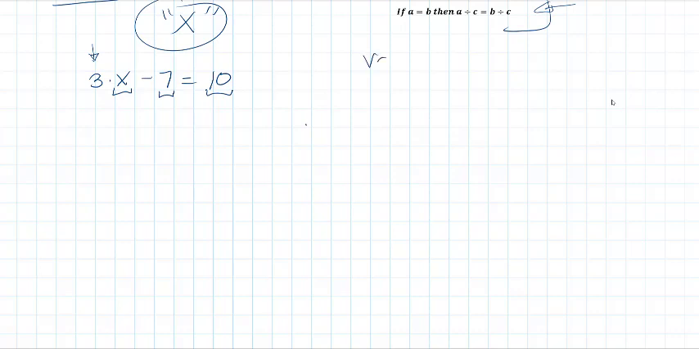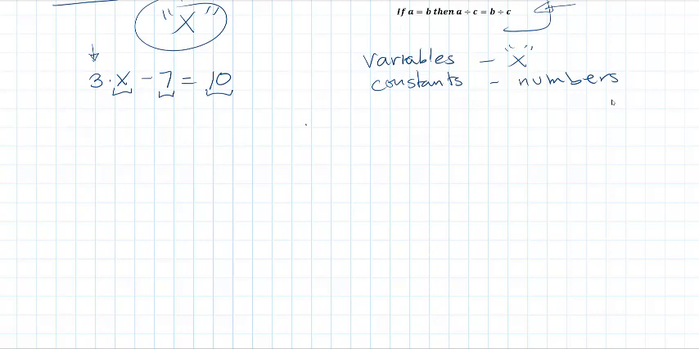So we have a variable, and these are usually signified by x, right? We use the symbol x, and then we have constants. And they do not change. They are numbers. Let's look at this equation and see how we simplify it.